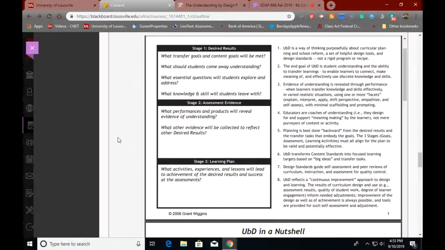Your three goals, your three stages, which are goals, assessment, learning activities, must all align for the plan. In other words, they are always taking me to where I want to end up. Content standards no longer become the endpoint. Boy, say that in a room somewhere and you'll get the looks. Content standards no longer become the endpoint. They are the starting point for the big ideas and the transfer task.